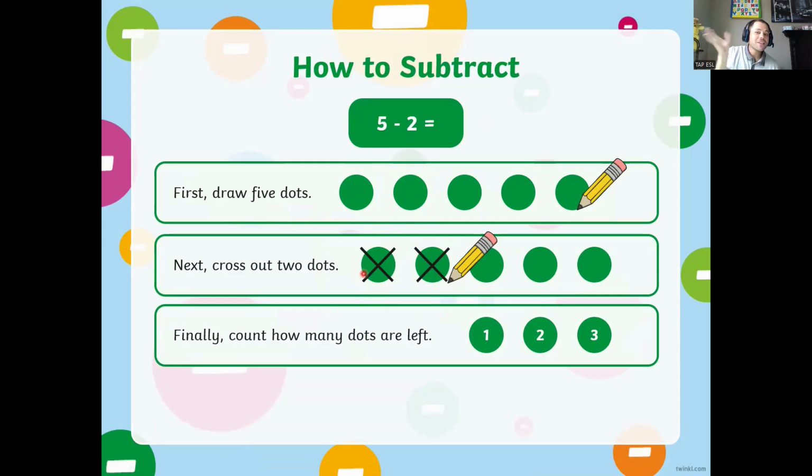In the last class, we learned about colors. So 5 green dots minus 2 green dots equals 3 green dots. So 5 minus 2 equals 3.